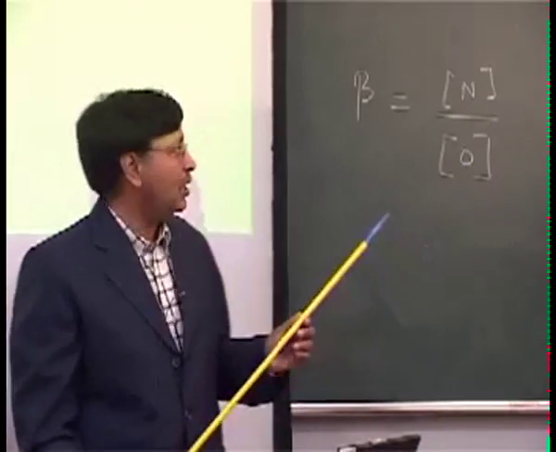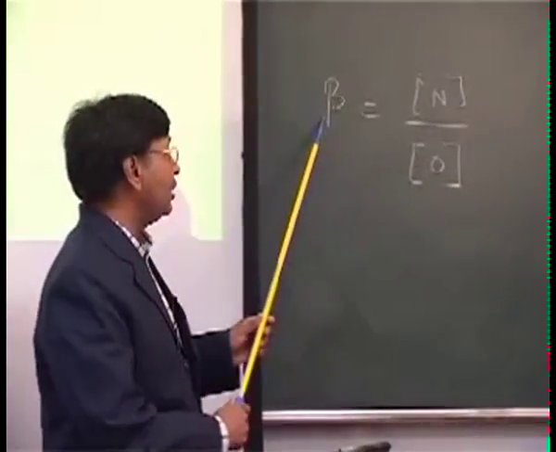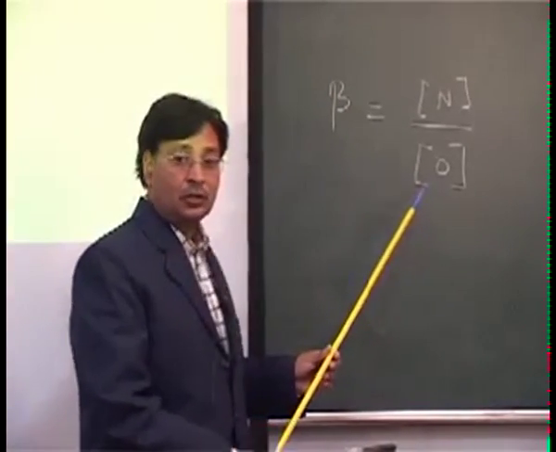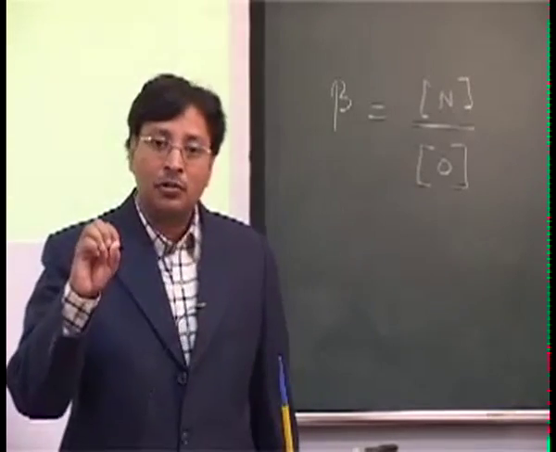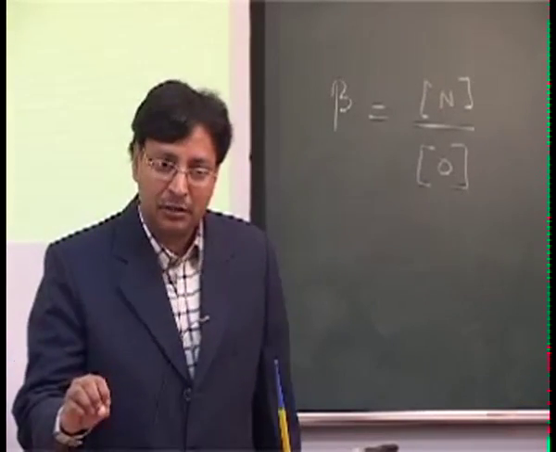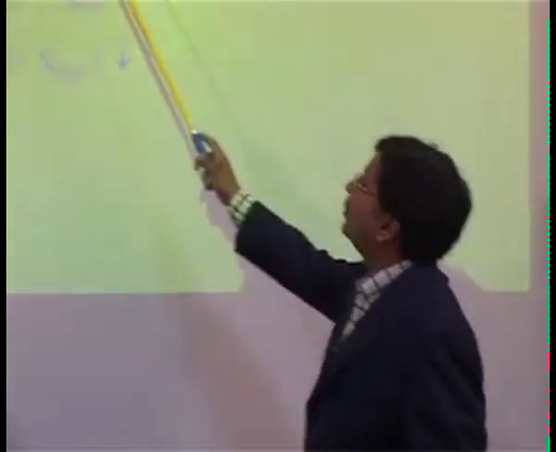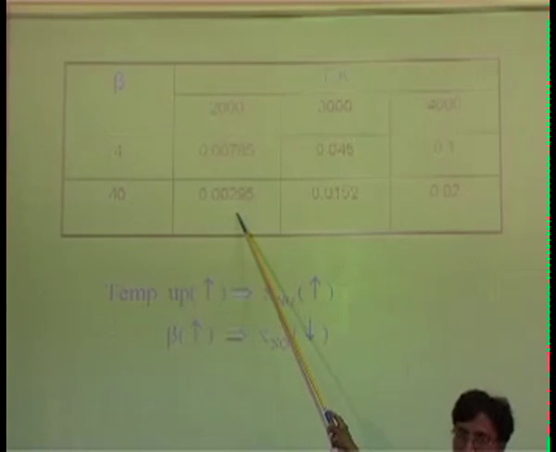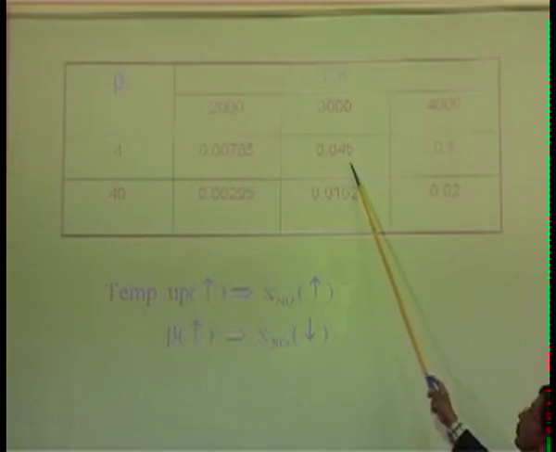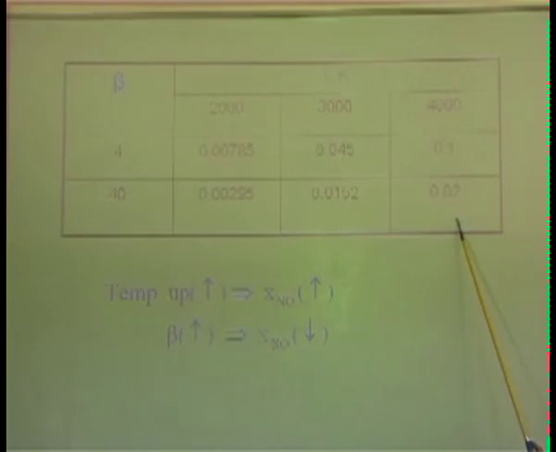Decrease in O. So when I am increasing beta, it means I am decreasing O. It means I am supplying less oxygen. So the opportunity for the formation of NOx should reduce. Is it reducing? I am not sure, but let's see. It reduced from 7 to 2. It reduced from 0.4 to 1. It reduced from 0.1 to 0.2.